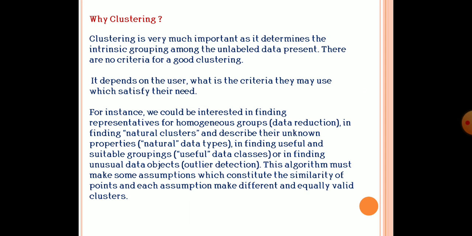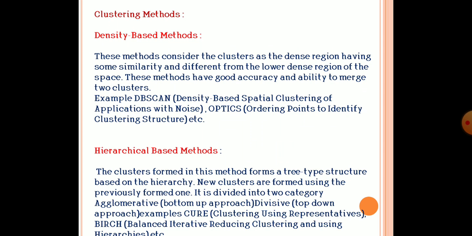For instance, we would be interested in finding representatives for homogeneous groups, in finding natural clusters and describing their unknown properties, in finding useful and suitable groupings, or in finding unusual data objects. The algorithm must make some assumptions which constitute the similarity of points, and each assumption makes different, equally valid clusters.